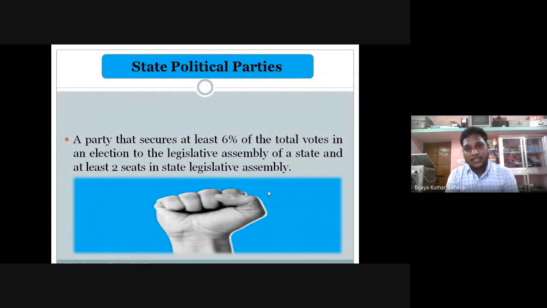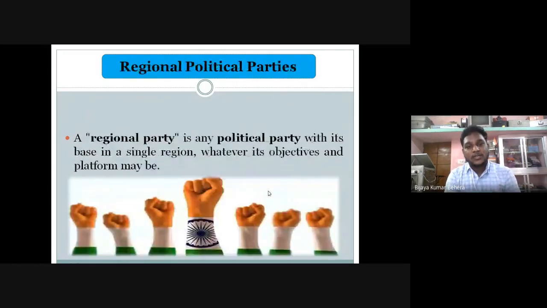What are state political parties? As we have defined national political parties, there are certain criteria for state political parties also. A party that secures at least 6% of the total votes in an election to the legislative assembly of a state and at least 2 seats in the state legislative assembly, in that case that is known as a state political party.